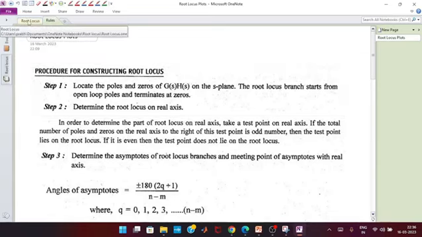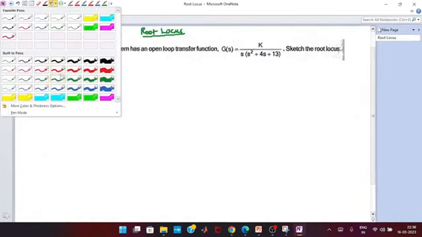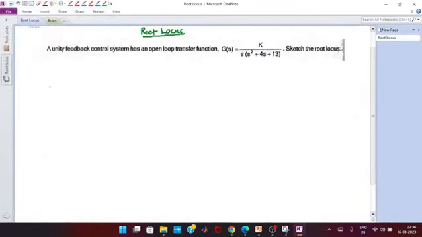So I'll do it in parallel. Step number one is to find the open loop poles and zeros. I'll do it step by step so that it is easy for you to make things clear. Step number one in root locus is to plot or find the open loop poles and open loop zeros. You know how to find the open loop poles and zeros, I think.